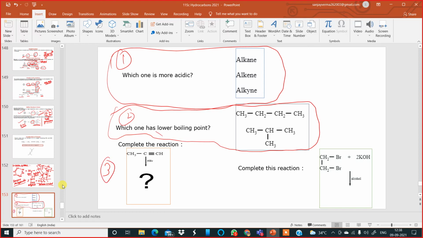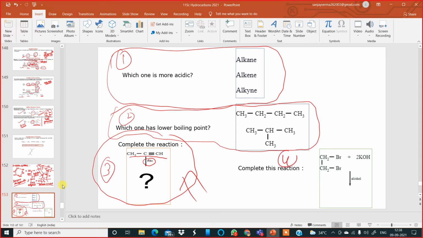The third one, complete the reaction. We are using halogen acid over here, remember. And there is an unsymmetrical alkene. So complete this reaction following a certain rule which I have taught you, which is called Markovnikov's rule. It is applied over here, and same thing here also.